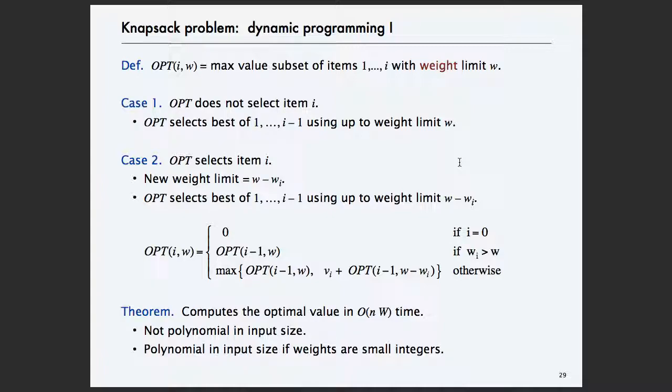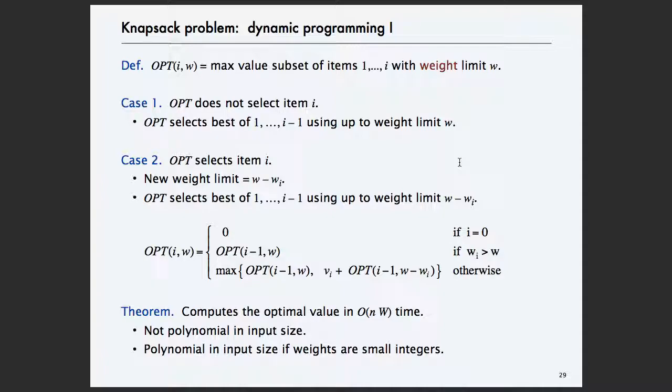Opt(i, W) is the maximum value of the subset of items 1 up to i with weight limit W. Case 1, I do not select it, so it's the same thing, but now I have i minus 1. If I select it, I change my W, so my dynamic programming would be like this. It's either 0, if i is 0, or opt of i minus 1 and W if Wi is greater than W, or the maximum of that one, or including that item, so Vi plus opt of i minus 1 and W minus Wi. We saw this for dynamic programming, right?